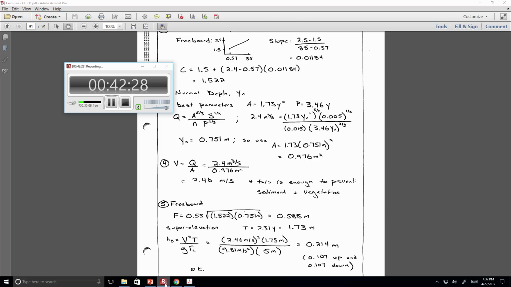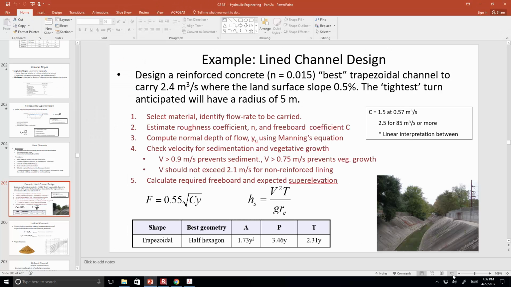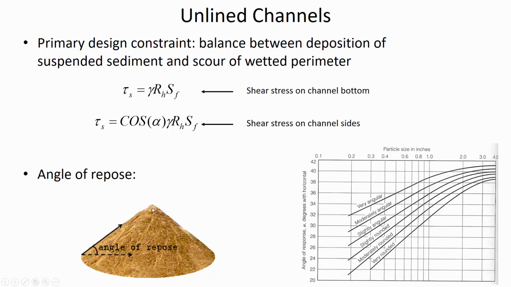Okay, that's channel design. Things are a little bit different when it comes to unlined channels because we have to worry about the cohesive strength of the material that the channel is being built on. And so the way that we do that is calculate the shear stress on the bottom of the channel, and we've seen this formula before where it's a function of the slope of the energy grade line. If we have uniform flow, then the slope of the energy grade line is parallel to the slope of the channel, which is parallel to the water slope. And so we can just put in whatever the downhill slope is and calculate the shear stress.